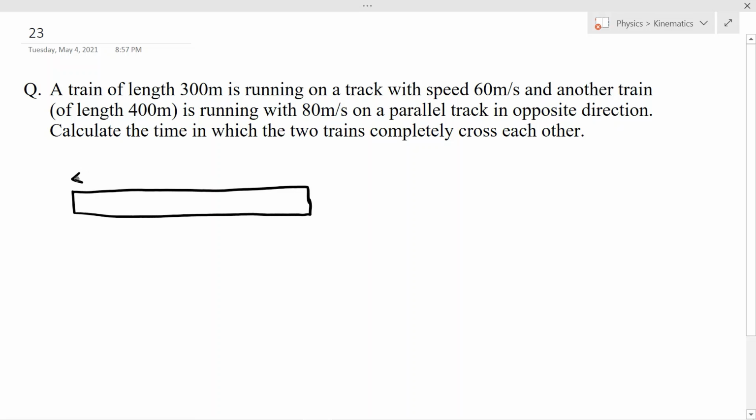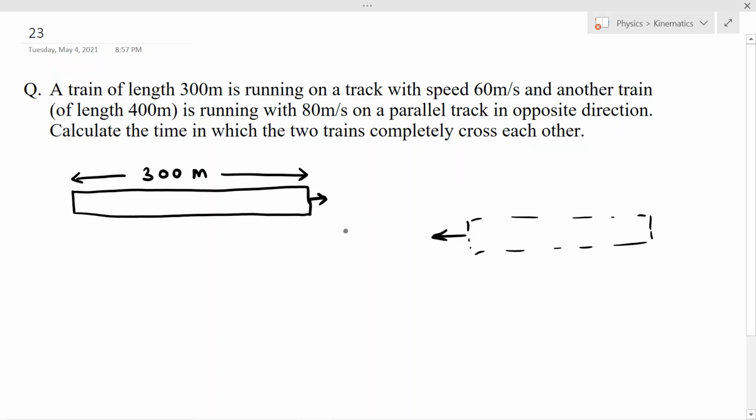Let's say this train is 300 meter, and there is another train which is 400 meter and coming in the opposite direction. So if this is moving like this, the train is coming like this in the opposite direction. But now we are interested in how much time it will take to completely cross each other.